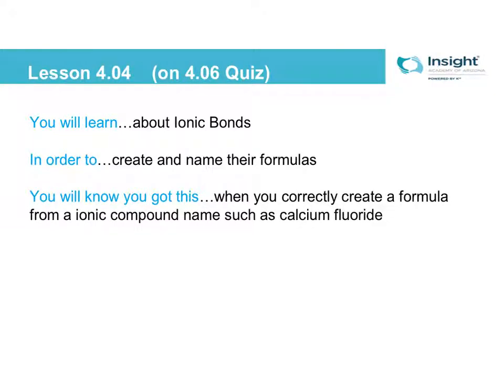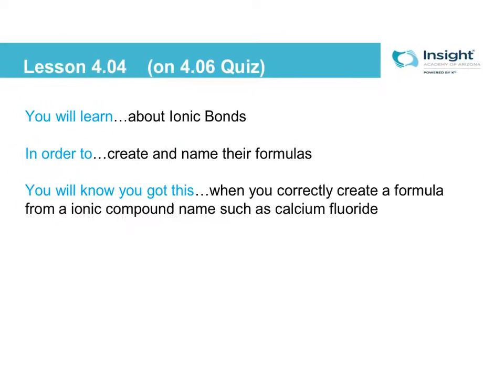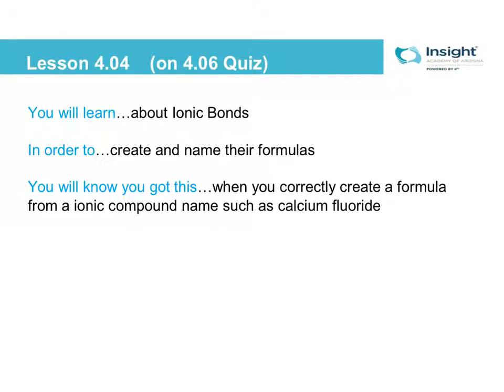All right, we are going to talk about our first kind of bond, ionic bonds. This class we're going to focus on how to create and name ionic formulas and compounds. If you can create a formula or name an ionic compound, you will be showing that you got what you were supposed to out of this lesson. Particularly, if you could come up with a formula for calcium fluoride, that means you got this.